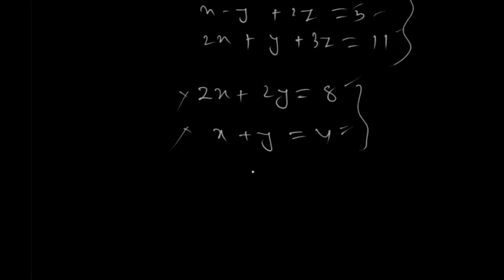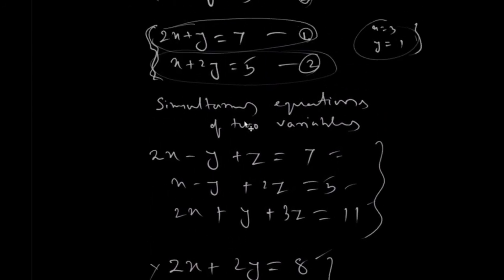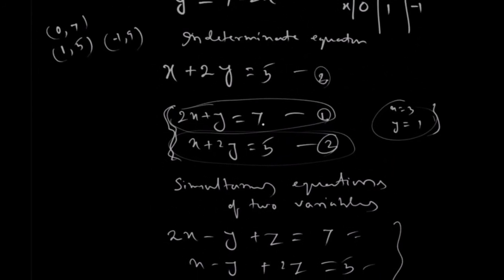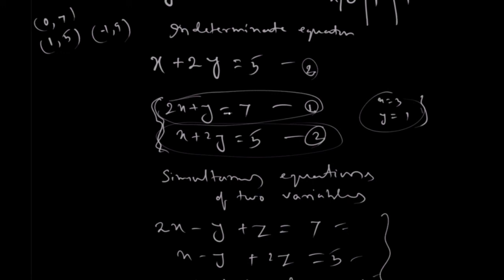What we found here, the solution x is equal to 3, y is equal to 1, how do we find this solution? Here our main purpose will be to eliminate one variable, and by eliminating one variable we'll get an equation in a single variable, so that we find that variable, and by substituting it we get the other. Now, how to eliminate one variable?